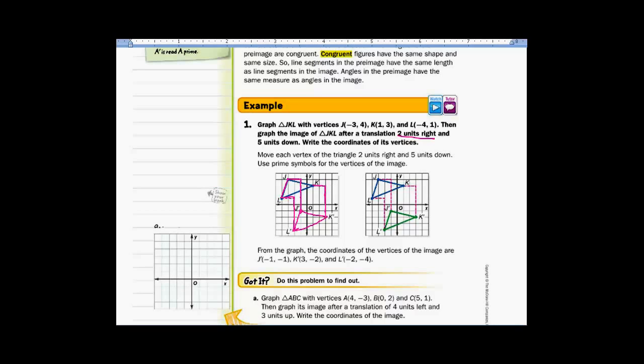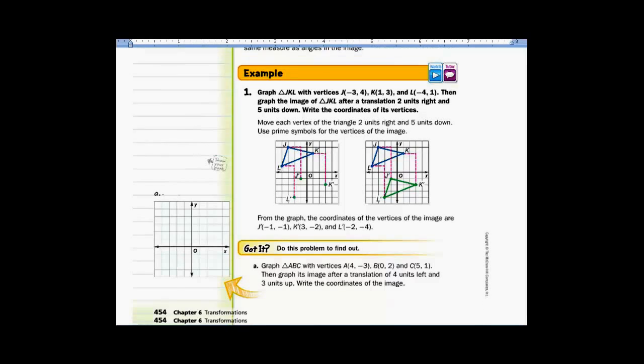I probably should have used a different color maybe so that way you could see it a little bit better. But that was the original, and here's the translated version right there. Okay, so it's the same orientation, nothing's been flipped, rotated, turned, anything like that. You're just taking it and sliding it, however many points they say, 2 to the right and 5 units down. Make sure that you graph your original points correctly, because if your original ones aren't correct, there's no way your image afterwards could be correct.